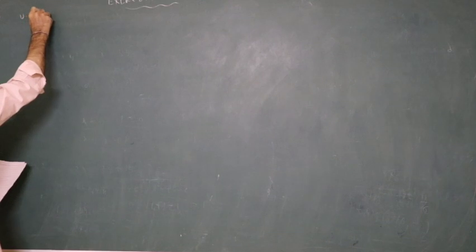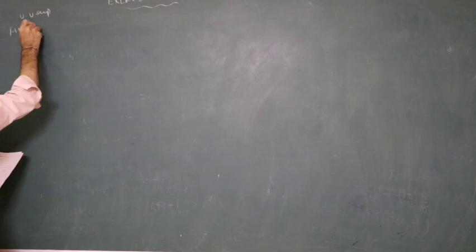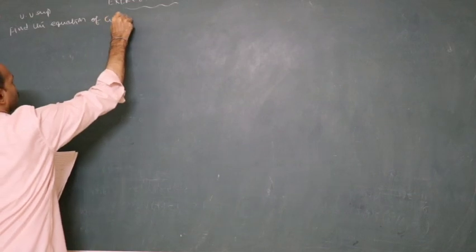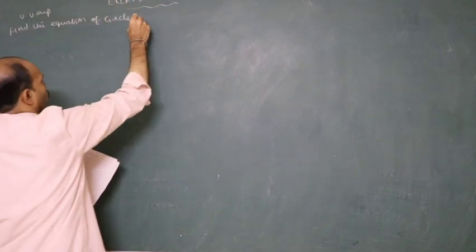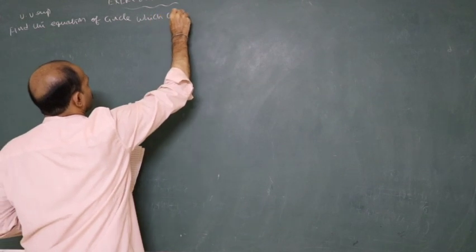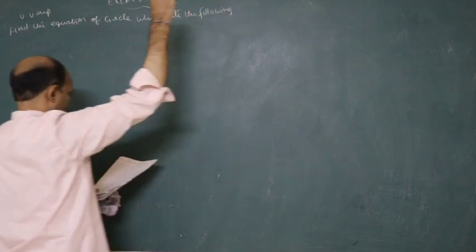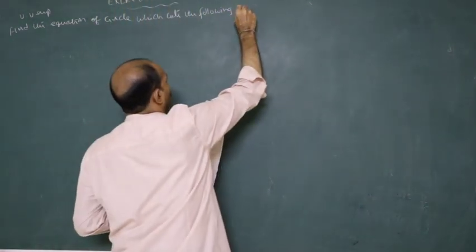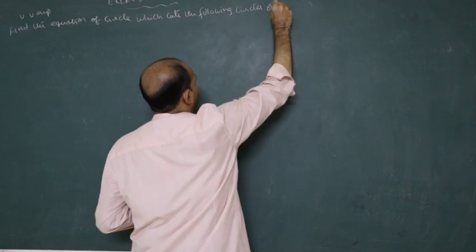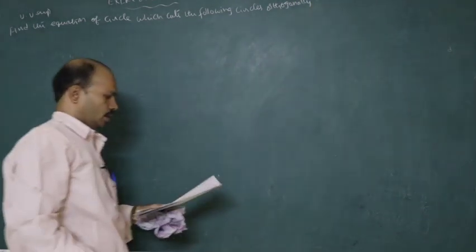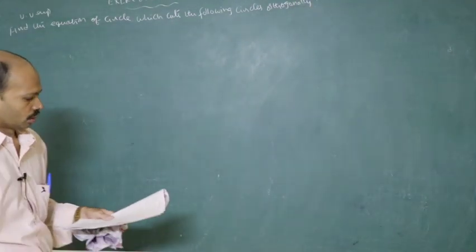Coming to the next problem. It's very, very important. Find the equation of circle which cuts the following circles orthogonally. Find the equation of circle which intersects the following circles orthogonally.